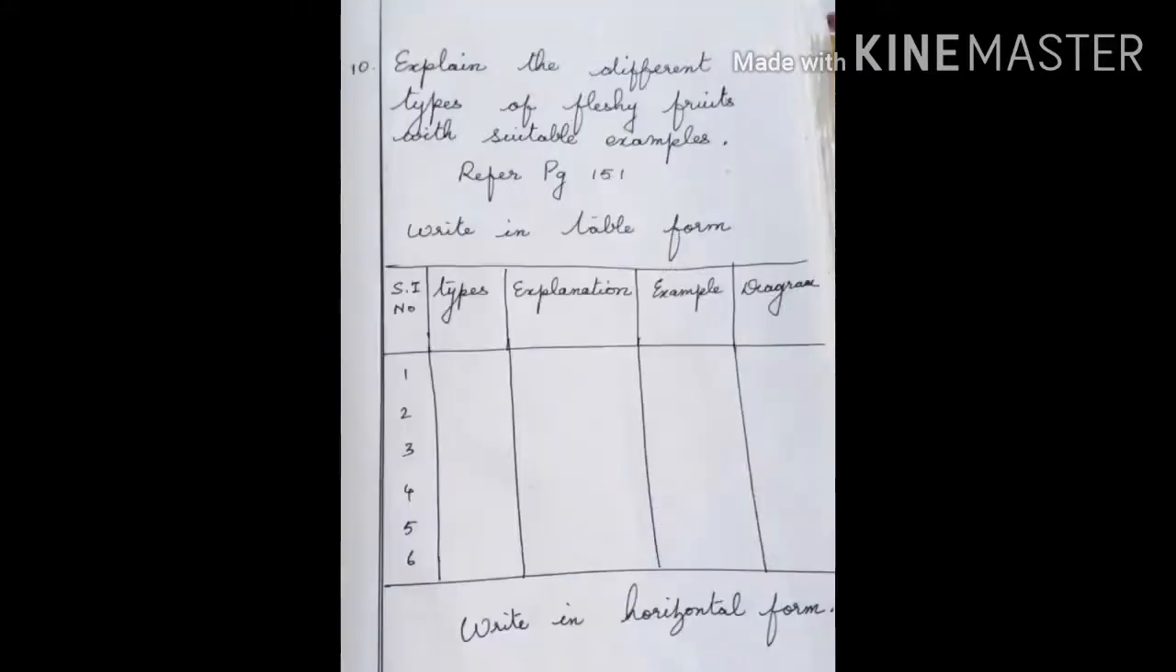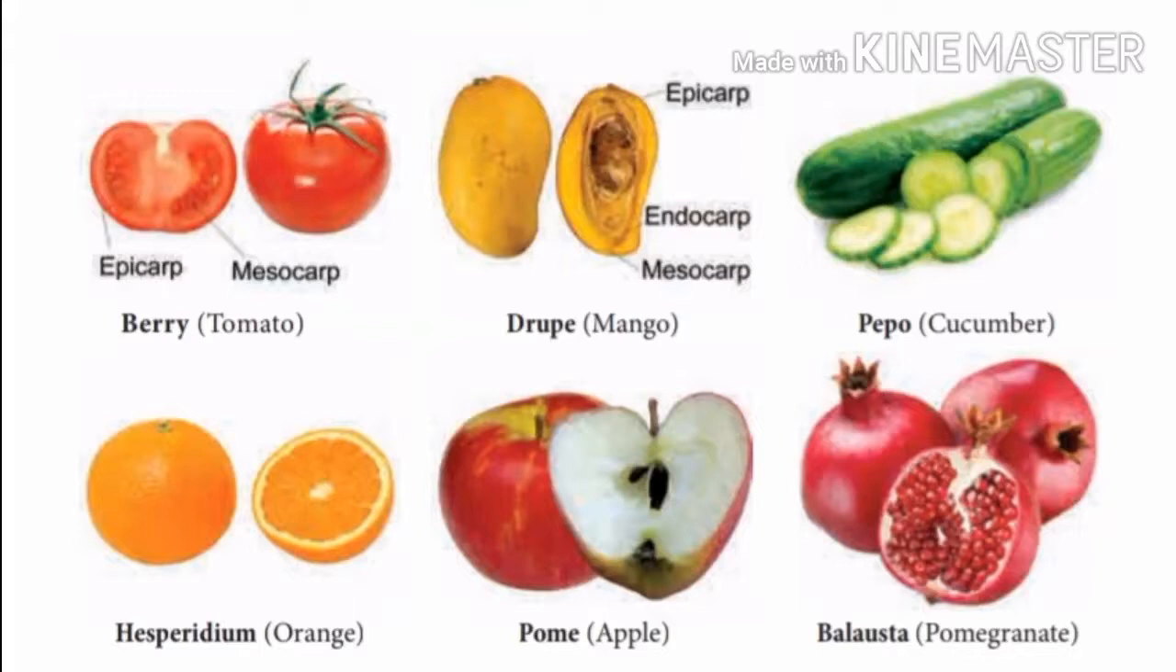Now let's move to the last question, the 10th question. Explain the different types of fleshy fruits with suitable examples. You have to draw it in a tabular column horizontally. Put the types, then the explanations, examples and the diagrams. This particular page is 115 in your textbook. Simple fleshy fruits. You have got the diagrams there. You have got the examples, so you can fill two columns using it.